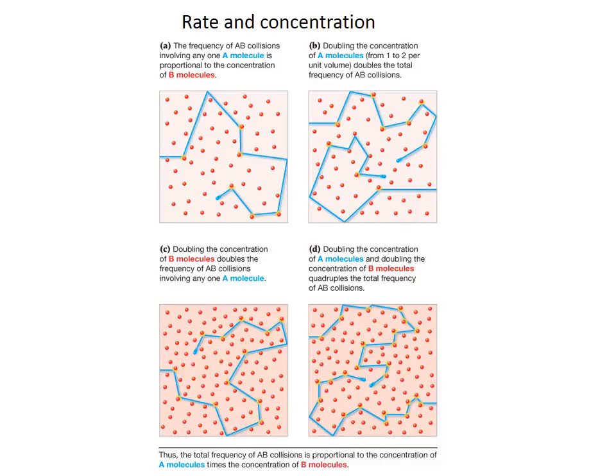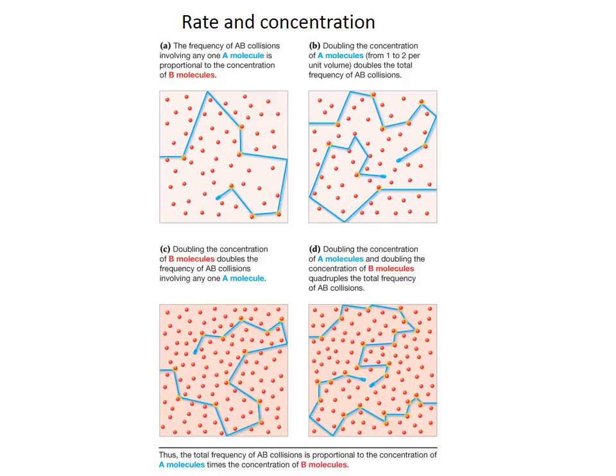Now this is a cartoon that's meant to show you the effect of concentration. So the upper left-hand picture is our normal reaction that we're going to compare everything else to. In this reaction we have molecule A, which is blue, and you can see it flying through, colliding with the red B molecules in the box in the upper left-hand corner. And then in box B, we've doubled the concentration of A. So we have two blue spheres now, and you can see that the number of collisions has doubled.